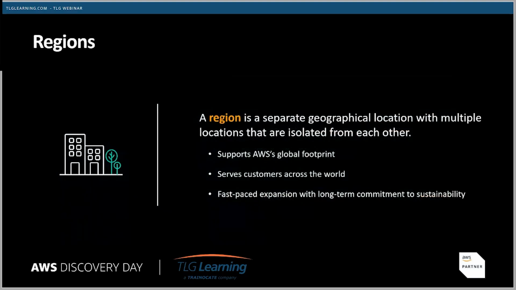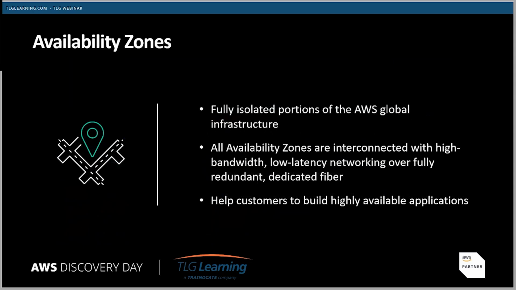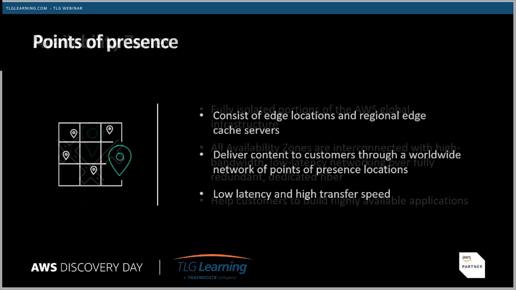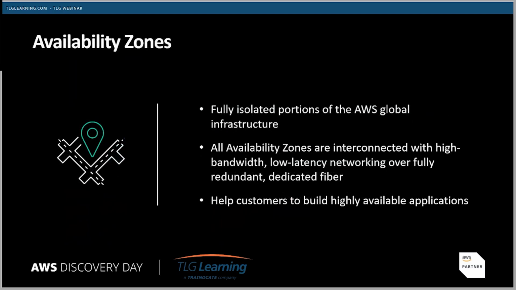So regions are the top level of the hierarchy. As you saw, there's currently 34 of those around the world, with more in the process of being built. Regions are then divided into availability zones. Availability zones contain the data centers. There are multiple, at least three of them in every region. And they're all interconnected with high-speed fiber optic connections. They're all fully redundant. They have their own dedicated fiber connections to the internet. They have their own power grids and power backups.